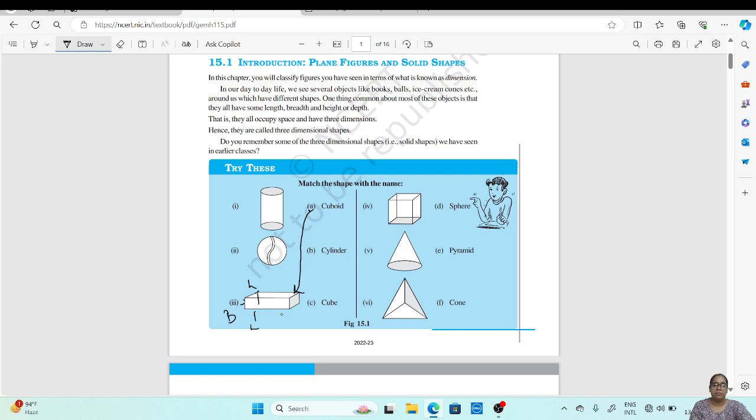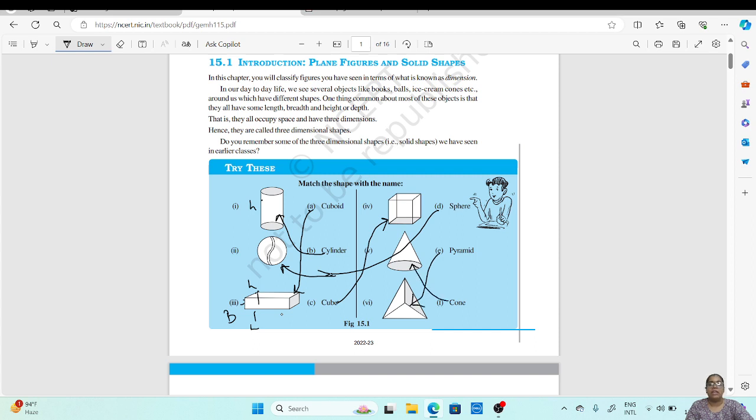Then the second is a cylinder. This is the height of the cylinder. Then the cube. A cube is basically the three-dimensional representation of a square. Then the sphere. This is a three-dimensional representation of a circle. Then this is a pyramid, and then this is a cone.